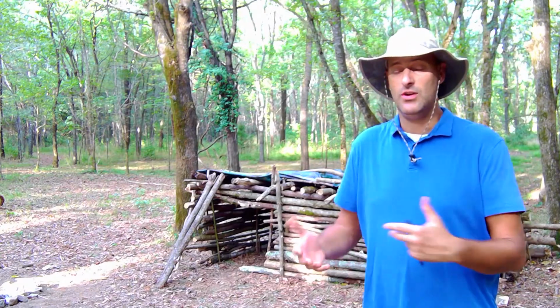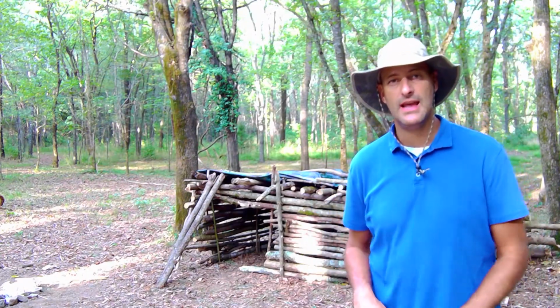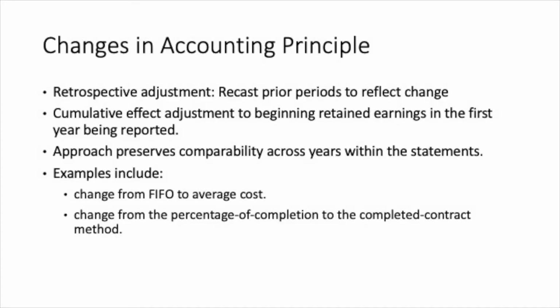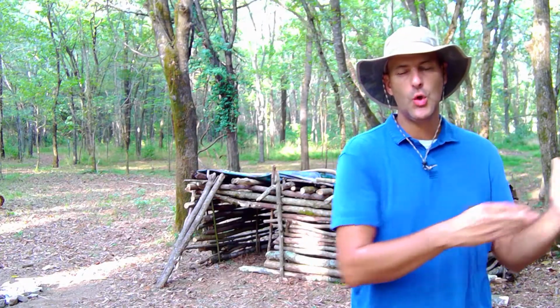It changes our net income in this period. It would have been different in prior periods had we had this accounting standard as opposed to the one we actually implemented. So how do we handle that? We do that through what we call retrospective adjustment. So we recast prior periods to reflect the change in the accounting principle. We treat it as if that accounting principle had always been in place.